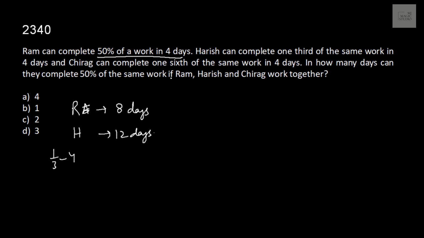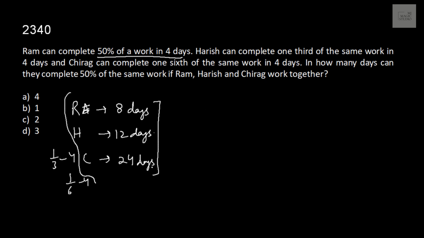Chirag can complete 1/6 of the same work in 4 days. 1/6 in 4, one work is 6 into 4, 24. So this is the actual day time schedule. R, H, C can complete that same work working alone in 8 days, 12 days and 24 days. In how many days can they complete 50% of the same work if Ram, Harish and Chirag work together?